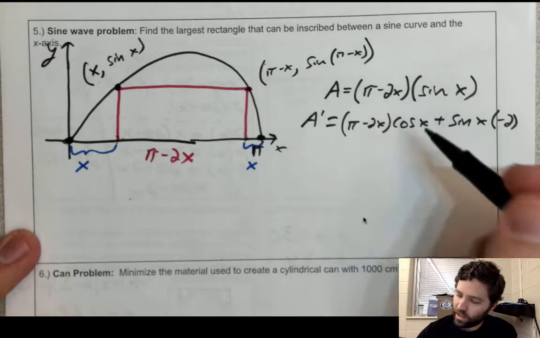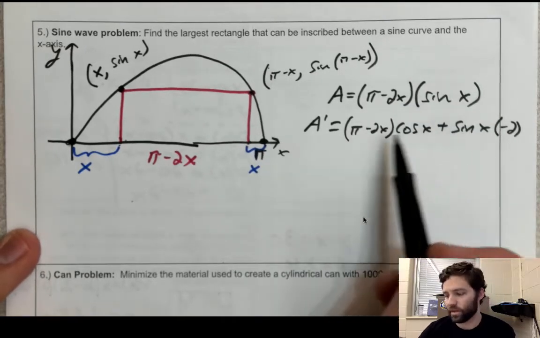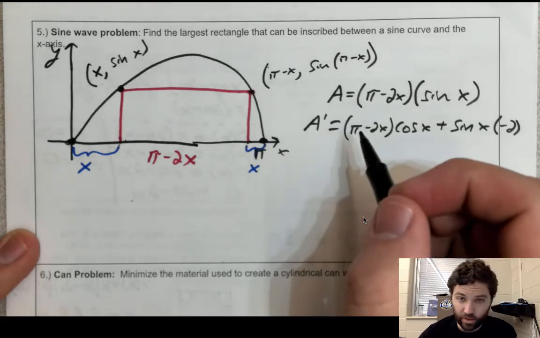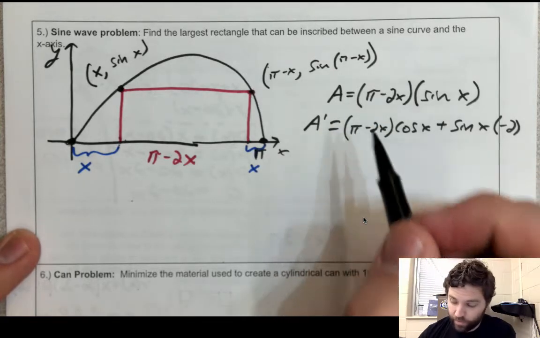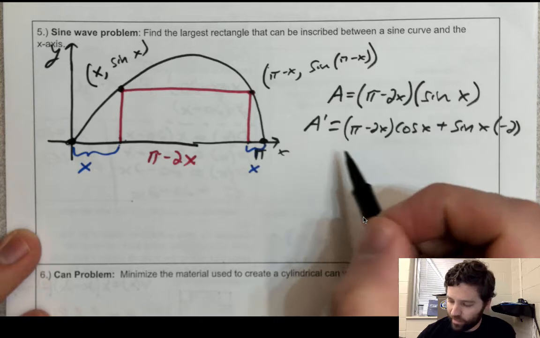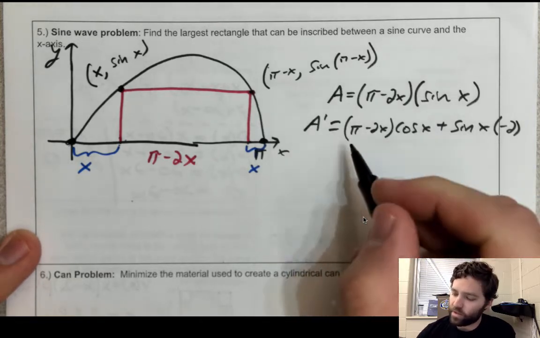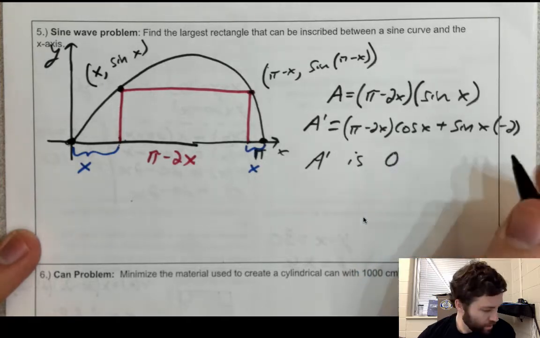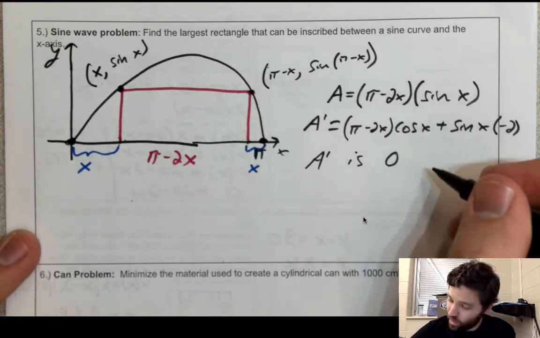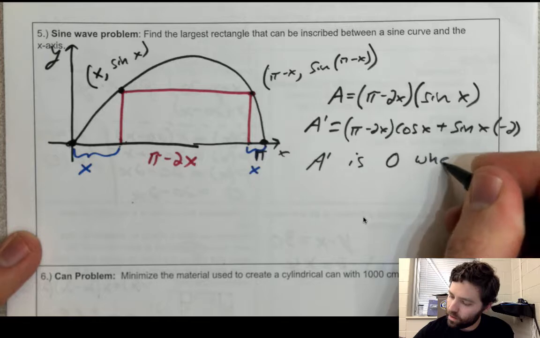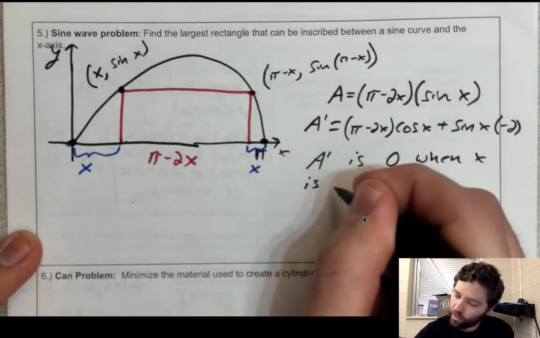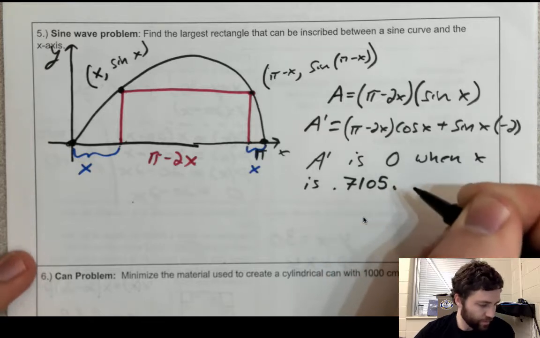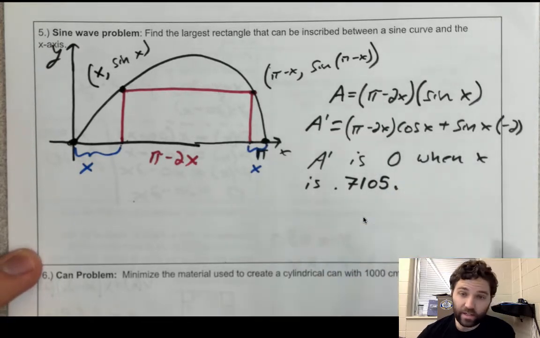And it turns out that we're actually going to have to go to the calculator on this because what we want to know is when is this function 0? What are the critical points of it? And so we'll have to graph it to solve that. And so it turns out that a prime is 0 when x is 0.7105, okay?